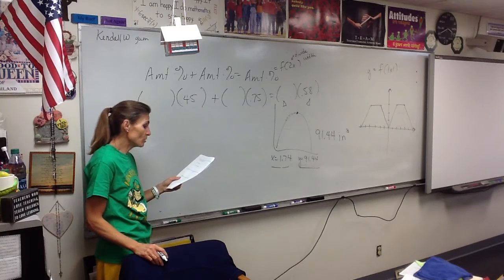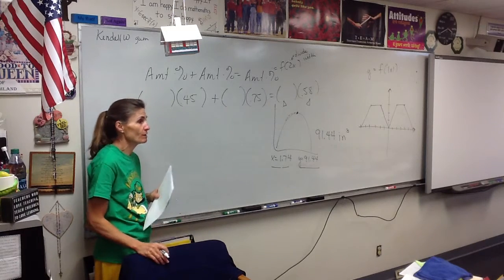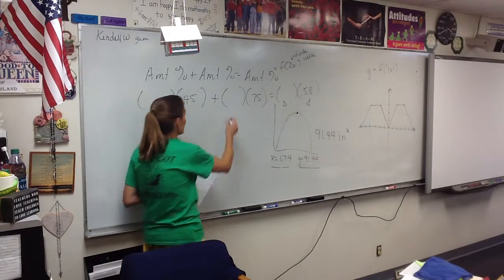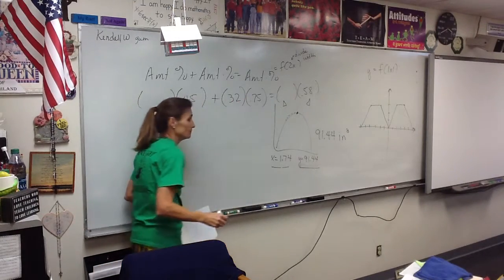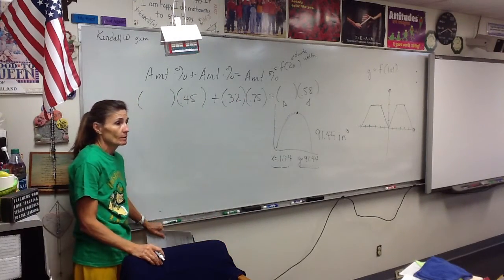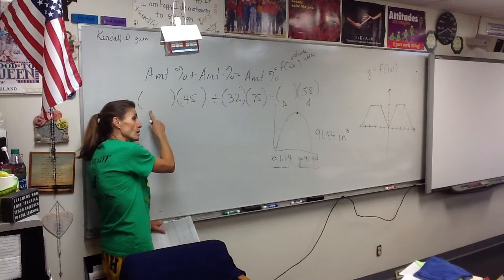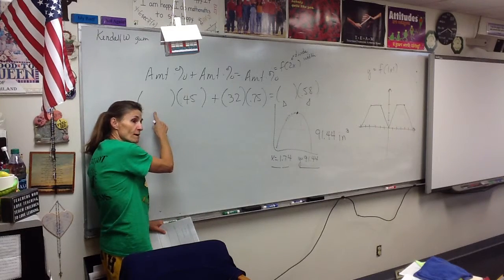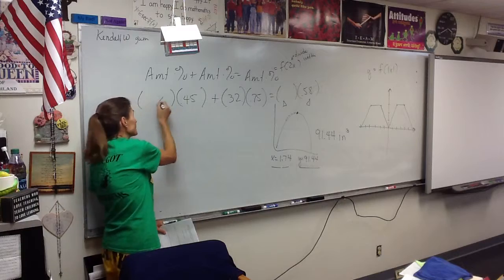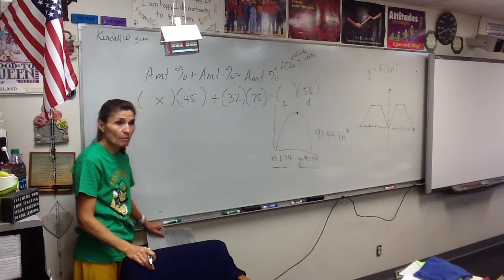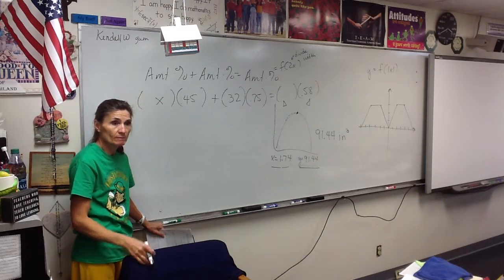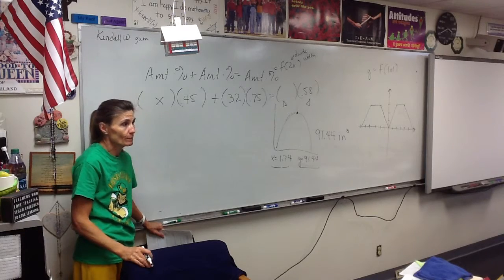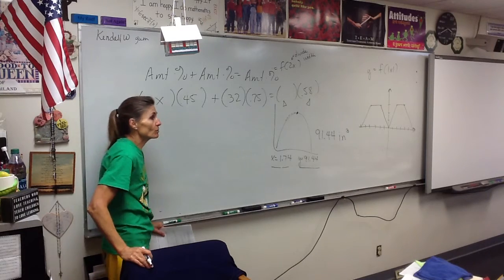Now where do I put the 32? I've got a 32 in there. Where does he go? He goes with the 75. Doesn't the question say how much 45%? So doesn't it make sense for that to be X? I want to know what that is. That's the variable I'm searching for. So think about what you're doing.